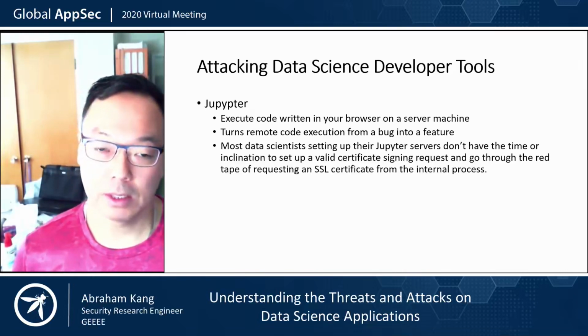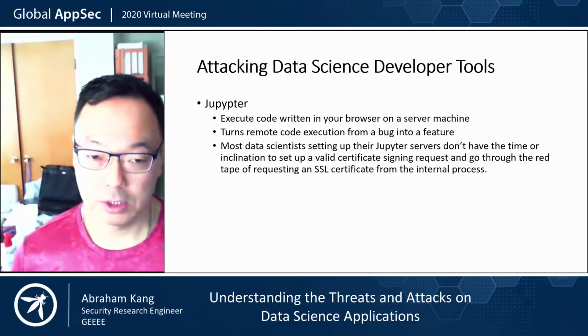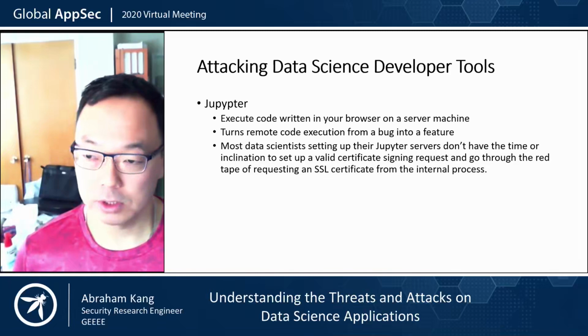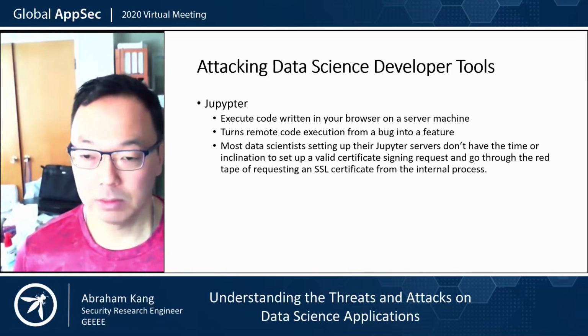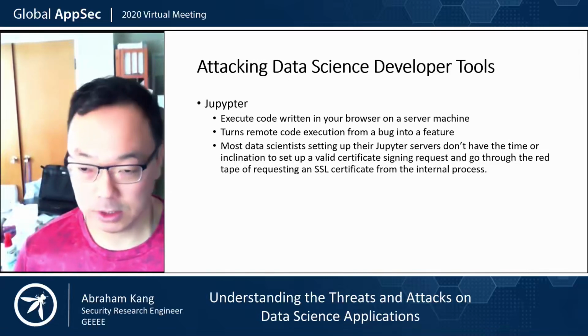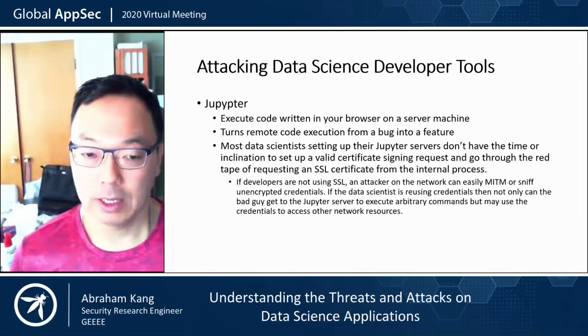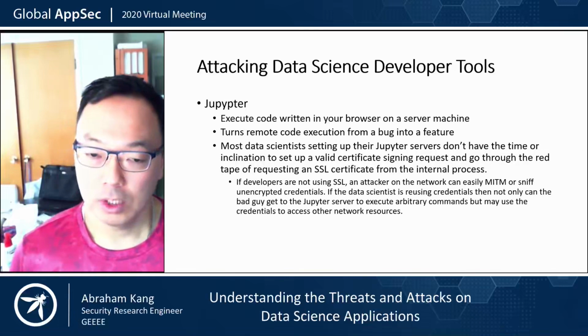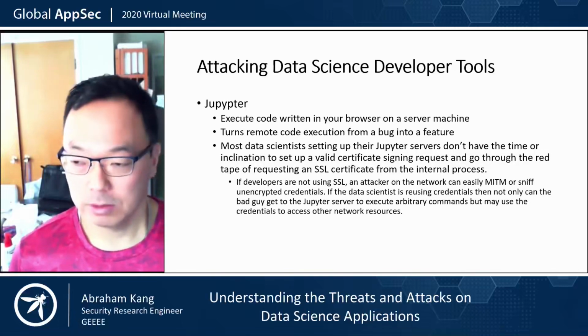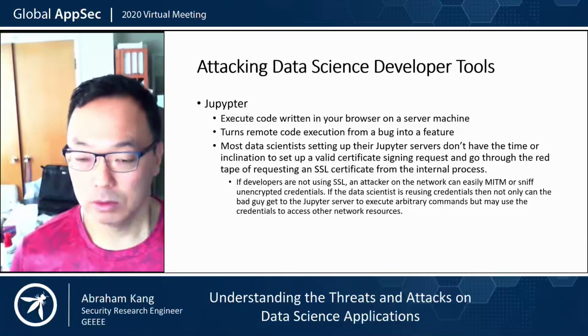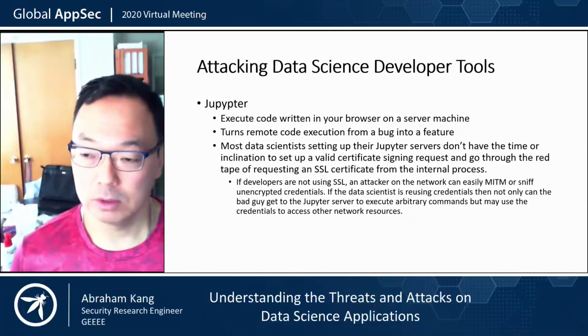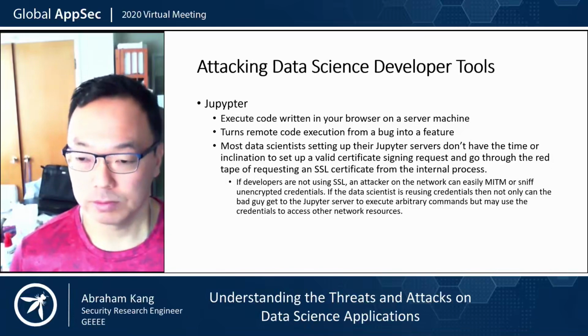So the problem that you see mostly is that data scientists will set up their Jupyter servers, don't have the time or inclination to set up the valid certificate signing requests and go through the red tape of requesting an SSL certificate from internal processes to set up an appropriate domain name. And so what happens is that if developers are not using SSL, then an attacker who's on the network can easily sniff the credentials going back and forth if they're using username and password and get into that machine.